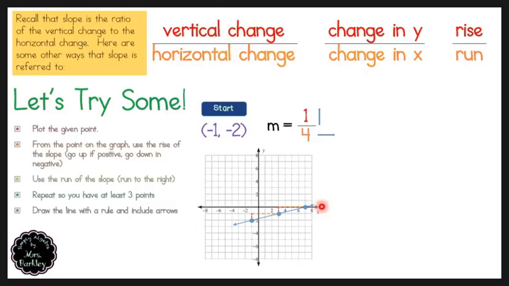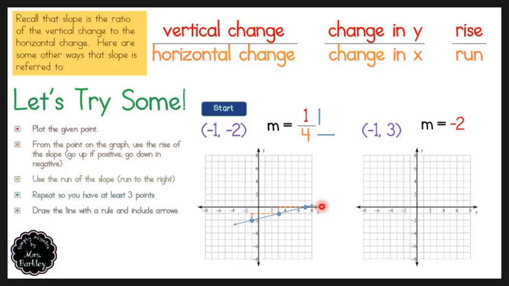Let's look at another example. If we have the point -1, 3 with a slope of -2, on the coordinate plane, I'm going to start at the point -1, 3. I'm going to go to the left 1 on our x-axis and up 3 and make the point. And if we have a slope of -2, we don't have a denominator here.